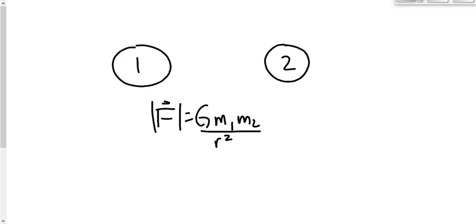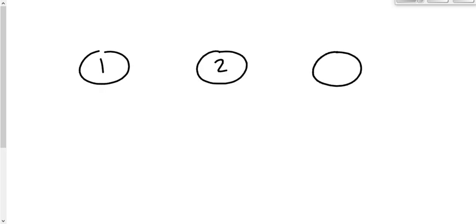You learned earlier on this year, by Newton's third law, if object 1 applies a force on object 2, then object 2 will apply an equal and opposite force on object 1. But what if we have three objects? What if we have three objects beside each other like this, and we want to find the net force acting on number 1, or on number 2, or on number 3 as a result of the other ones?